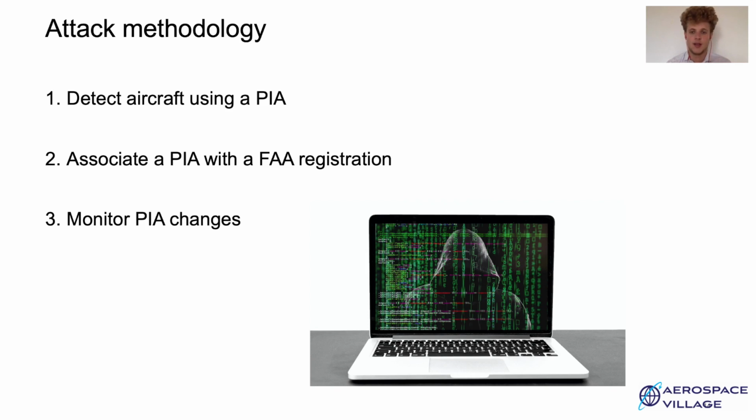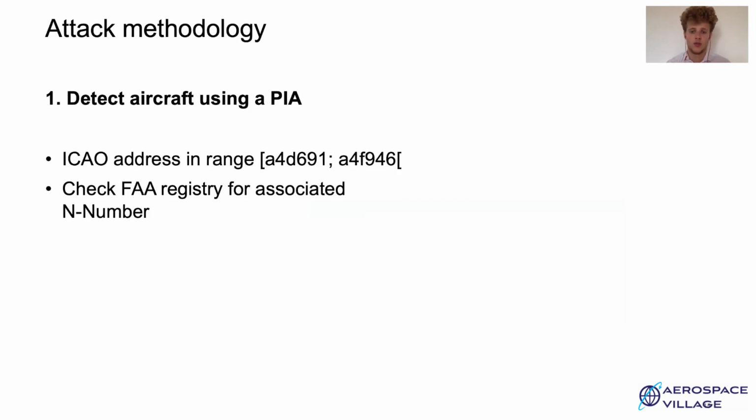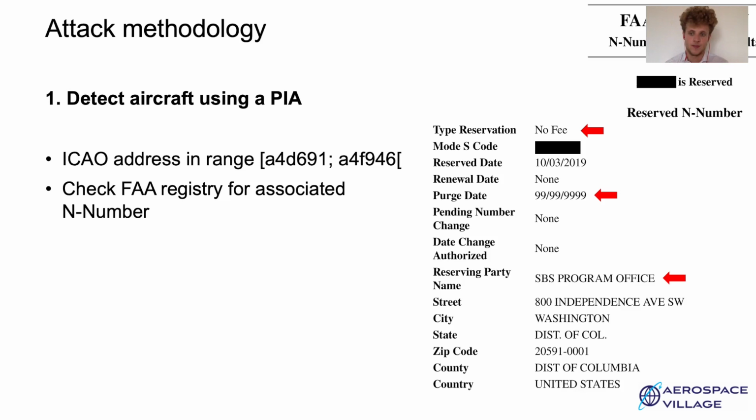And I will now explain an attack on how to track aircraft enrolled in the PIA program. So the first step is obviously to identify a target aircraft enrolled in this program. Then we need to associate the privacy ICAO address with an actual aircraft registration. And finally, we need to monitor every PIA change of this aircraft. To detect an aircraft using a PIA, we first look for flights using an ICAO address in this given hexadecimal range, and then we check in the FAA registry if the associated N number is reserved with no fee by the SBS Program Office. And if it is the case, then we're almost sure that this aircraft is using a PIA.